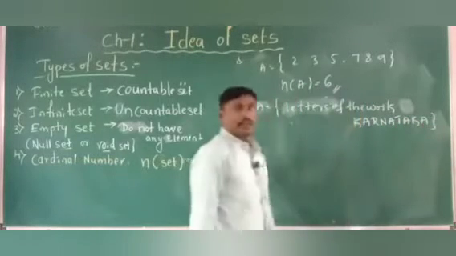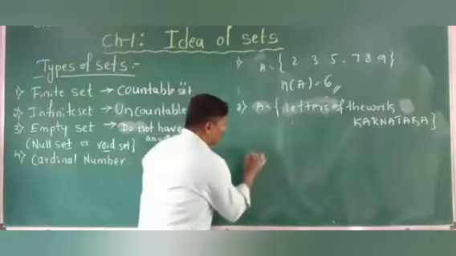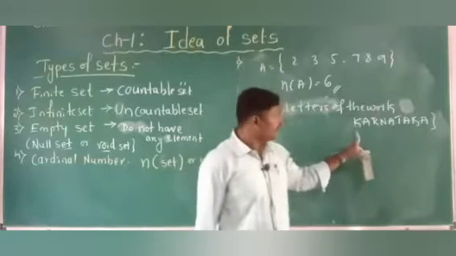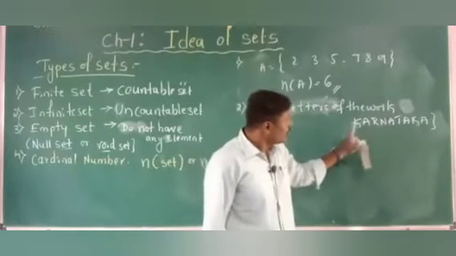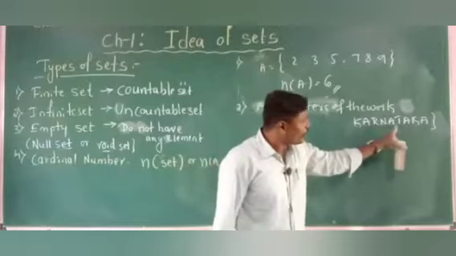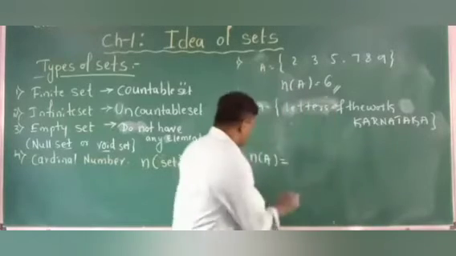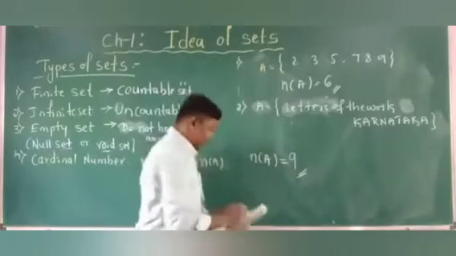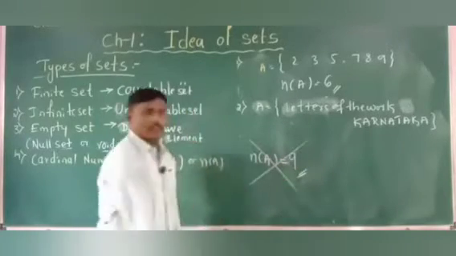Letters of the word Karnataka. So what is the cardinal number of set A here? How many elements, how many letters are there in the word Karnataka? 1, 2, 3, 4, 5, 6, 7, 8, 9. So the cardinal number of set A is 9, which means it's completely wrong.